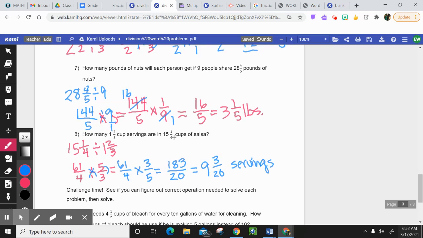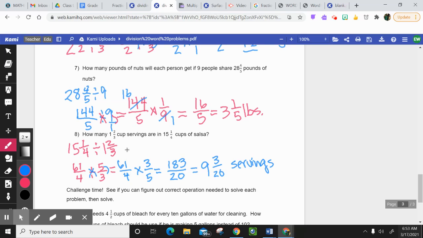How many pounds of nuts? So you guys may have thought this is a crazy problem, but it ends up these numbers are friendly. So I have 144 over 5, after I convert that mixed number into an improper fraction, times 9 over 1, 16 over 5 times 1 over 9. Oh, I just by chance said 144. Is that divisible by 9? Why, yes, it was. And I got 16/5, 3 1/5 pounds each one.